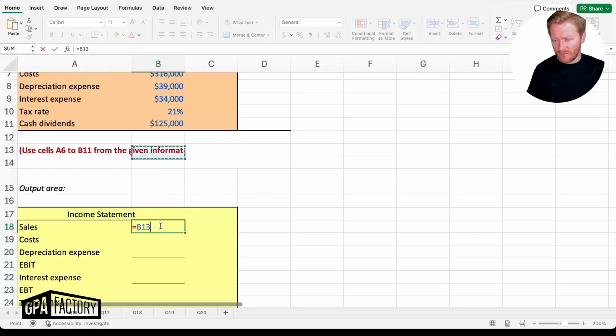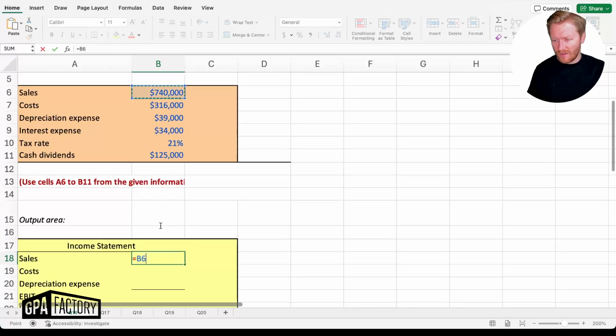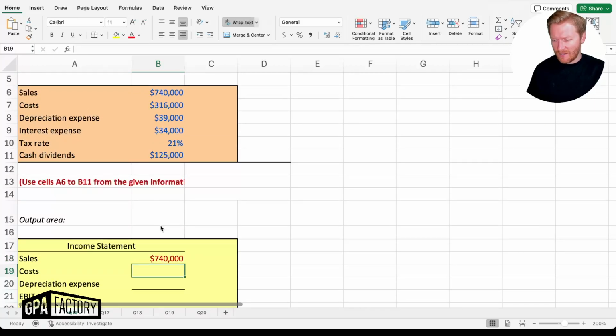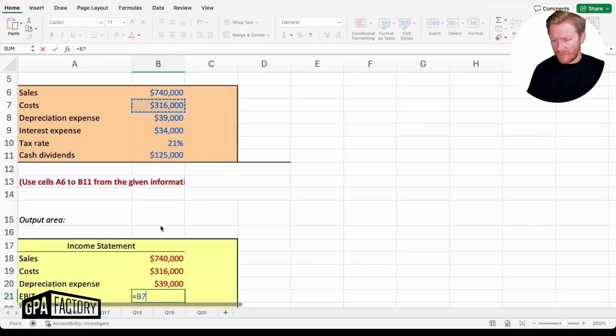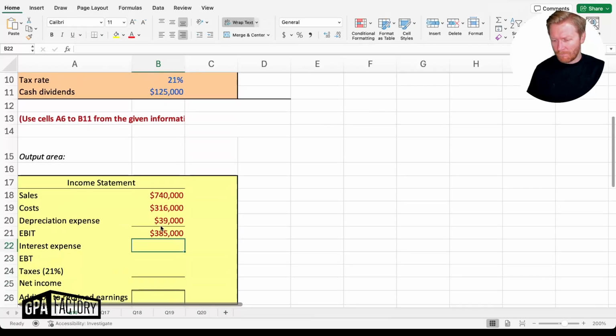So sales, sales are given. We're going to say equals that. Now costs, those are also given. Say equals that. Depreciation expense, that's also given. And then EBIT, you can say equals. And then we're just going to work down our income statement. So we got equals our sales minus costs minus our depreciation expense. All right. And then interest expense also given.